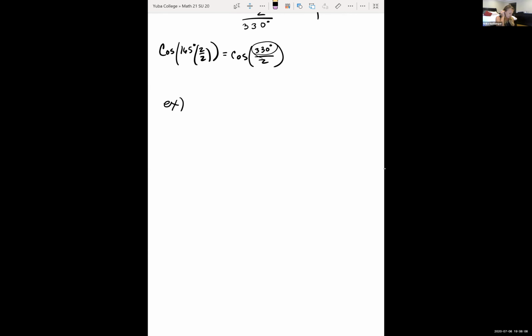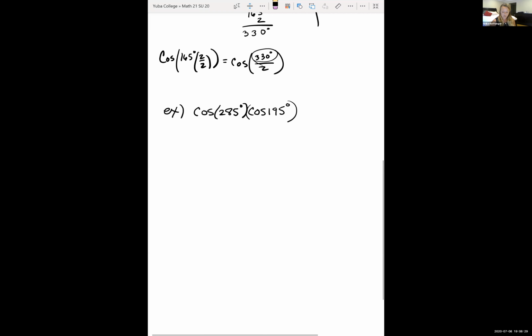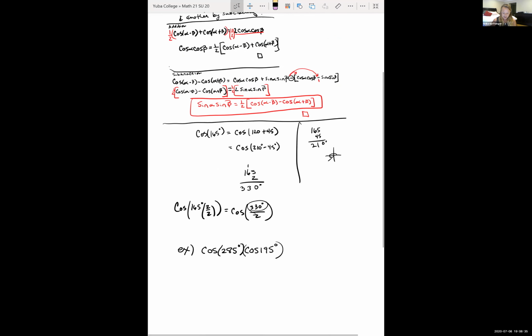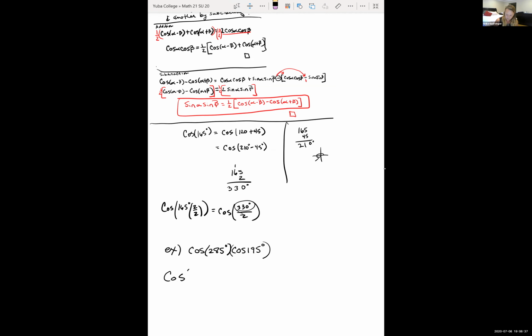Let me just do one of these. If we have cosine of 285 degrees times cosine of 195 degrees, let's go back to our formula for the product of cosines. This was equal to 1/2.